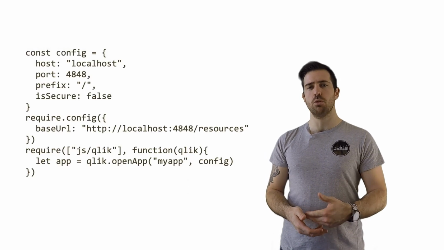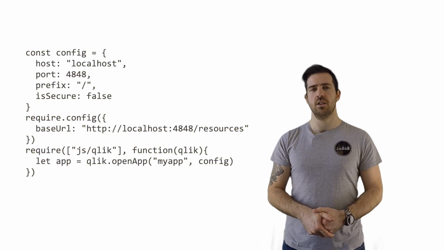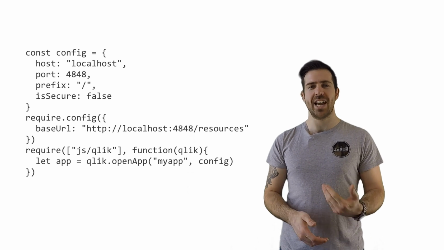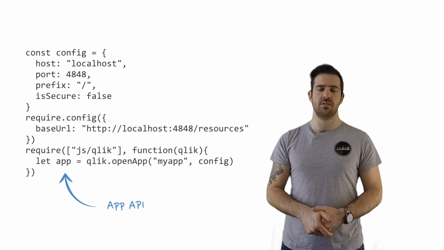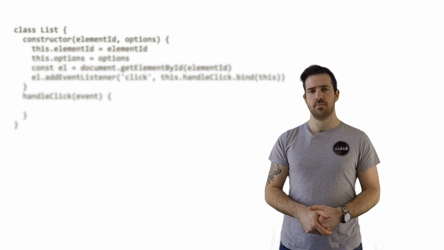This can be achieved through the use of several methods made available to us by the App API, which, as a quick reminder, is accessed via the response provided by the Qlik.openApp method. The first thing we're going to build is a filter, which will show us a list of data from a particular field within our app and allow us to interact with it to make selections in the data.